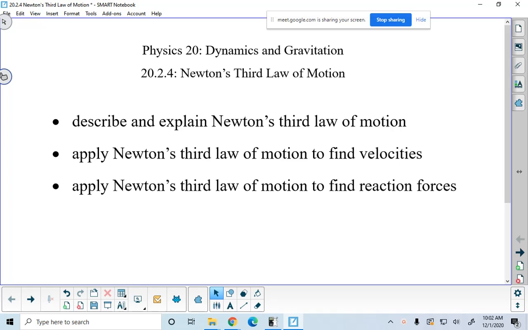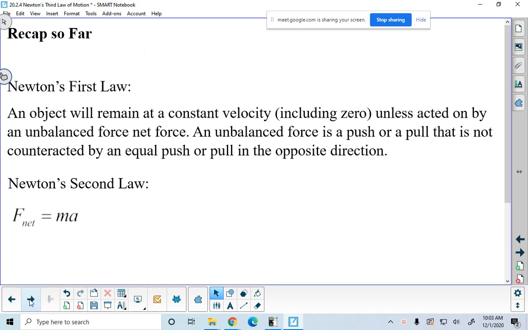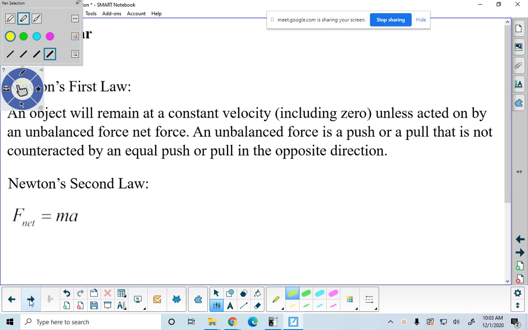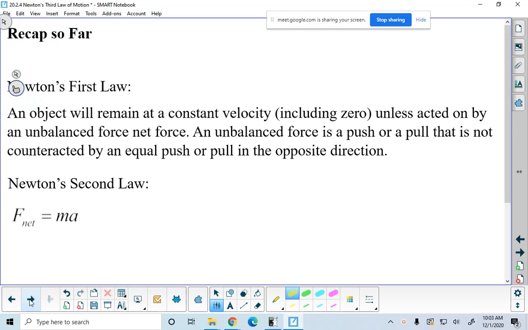So now we're going to be looking at describing and explaining Newton's third law of motion. We're going to apply Newton's third law of motion to find velocities. And then probably the trickiest part of this lesson is going to be an application involving what we call reaction forces. So just to review things here, Newton's first law of motion is an entirely qualitative thing.